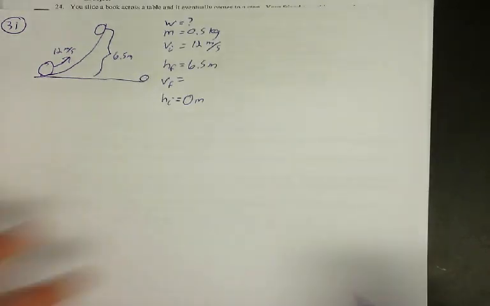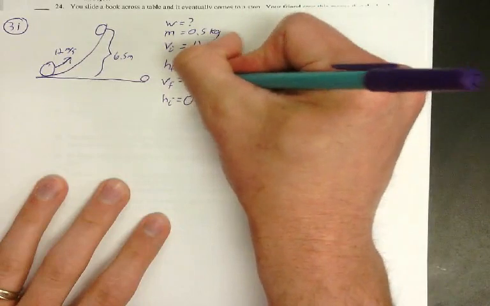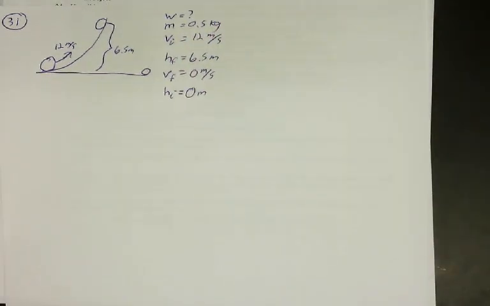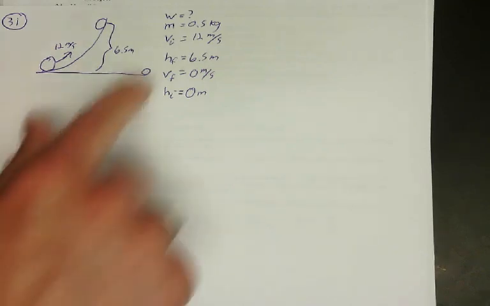So if it's not going up anymore, then the final velocity would be 0. Work is what I'm solving for. Mass is 0.5. That was given in the problem. Initial velocity is 12. That was given. Height is 6.5 at the end, which is given. And then we can assume the final velocity is 0 because it stops at that point, and we can assume the initial height is 0 because we can make it 0.